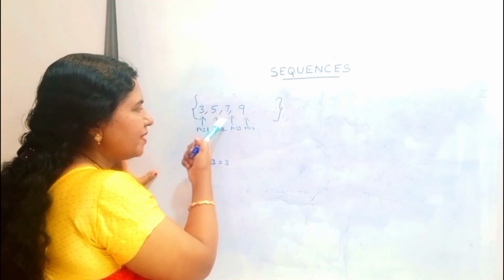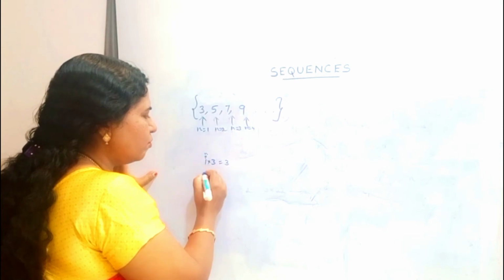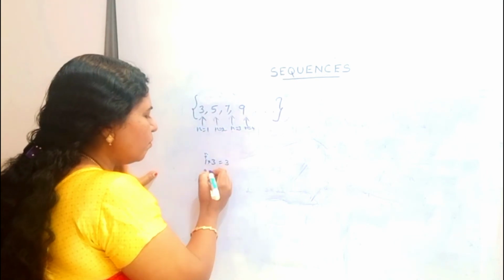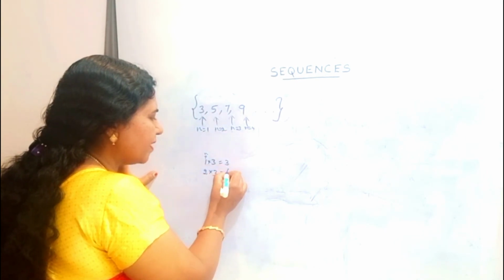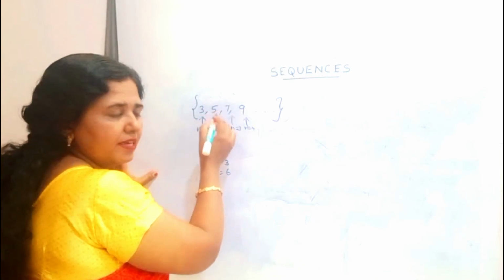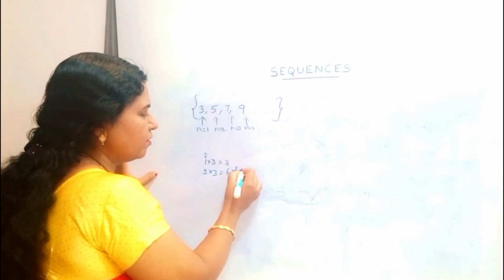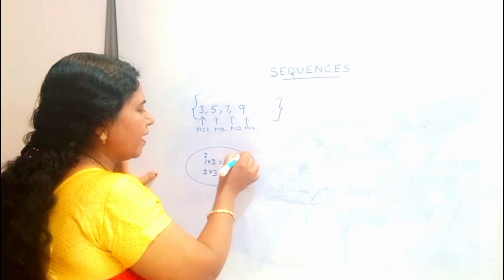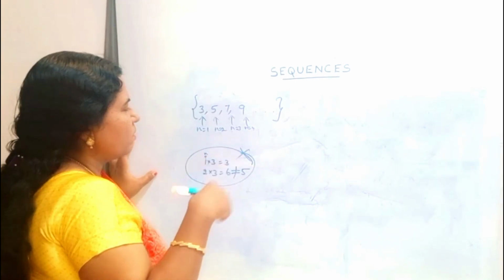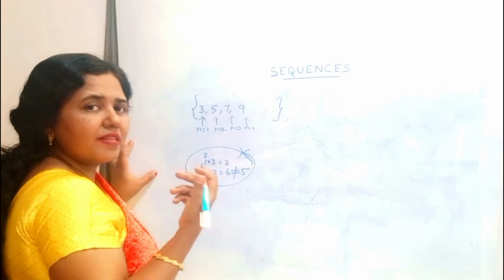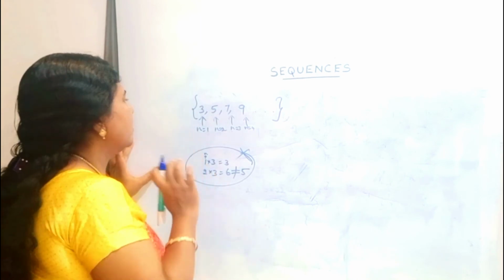Now coming to the second case, n is equal to 2. 2 into 3 is equal to 6. But we have 5 here. So this 6 is not equal to 5, so we cannot go by this way. So we can see whether there is any other way to bring out the value.